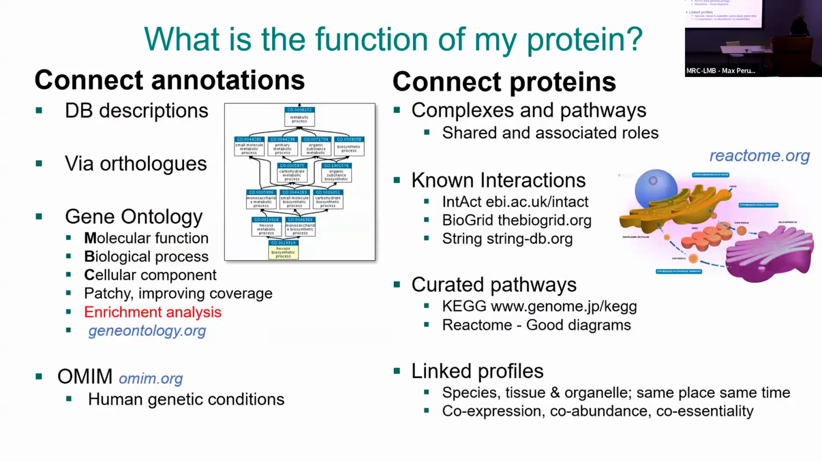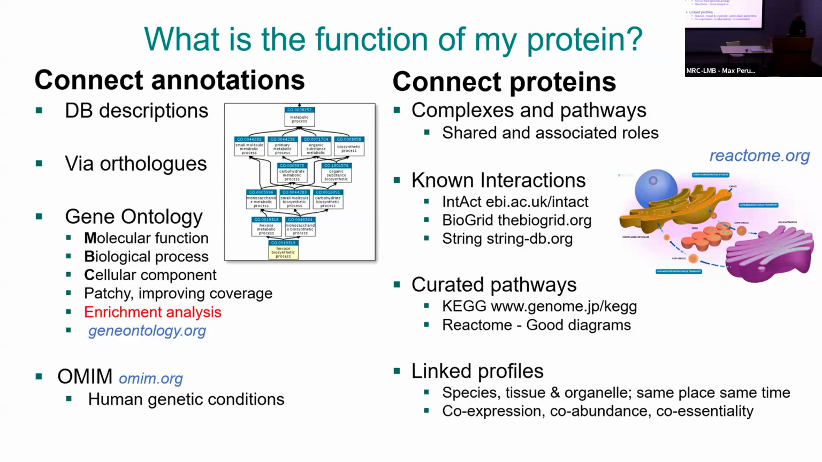So basically what I've said is we can connect annotation to annotations, so descriptions, including via orthologs, and the Gene Ontology is your friend. If you've got a bunch of proteins that come out of some screen, you can look at enrichment of those Gene Ontology terms. You can say, what is special about these annotations? Do they relate to nuclear transport, or chromosomal modification, or cell signaling in general? Enrichment analysis is good for looking at clusters of proteins.